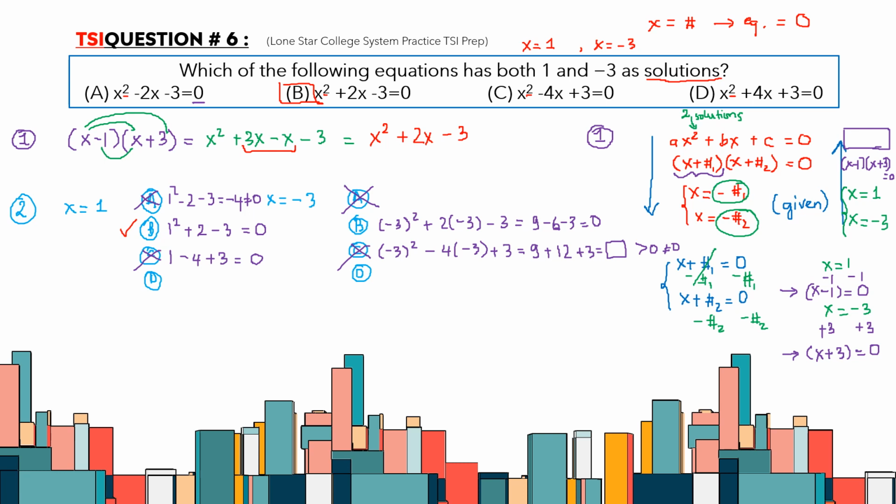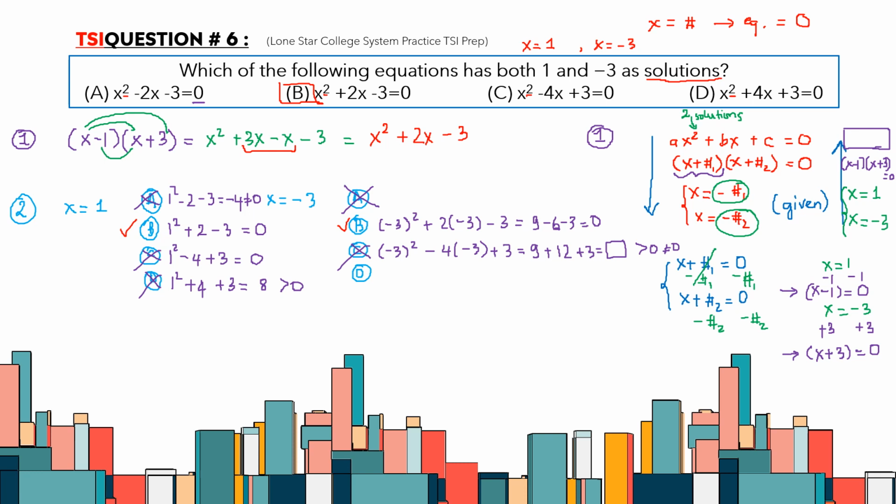Okay? So now I can try D. When x equals 1, we have 1 squared plus 4 times 1 is 4, plus 3. So all positive numbers, right? 5, 8. I know it's positive, it's 8. And this is greater than 0, so not D. If just one of them doesn't match, the rest doesn't matter.